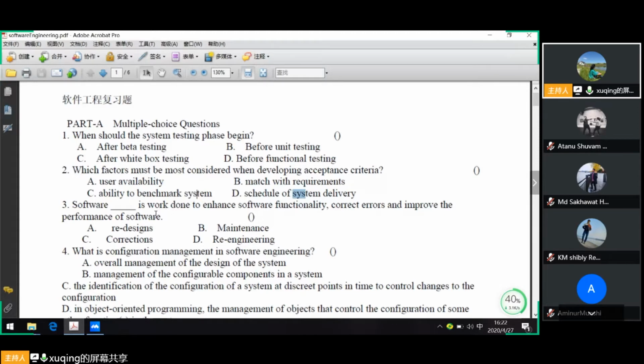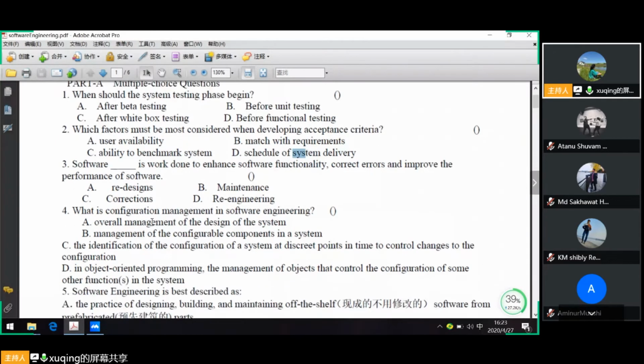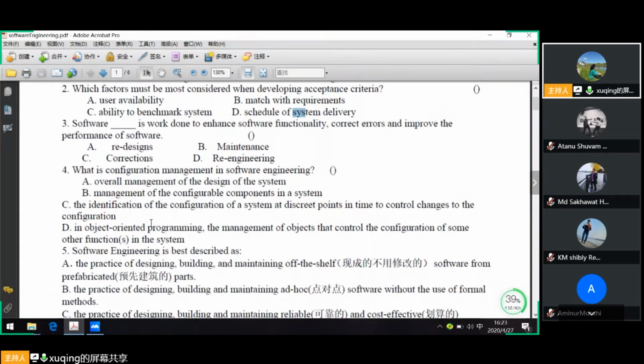And for the third one, software work is work done to enhance software functionality, correct errors, and improve the performance of software. This question relates to our last chapter, which is software evolution. In software evolution, we have talked about software maintenance. So this is the objective of software maintenance. We choose B.